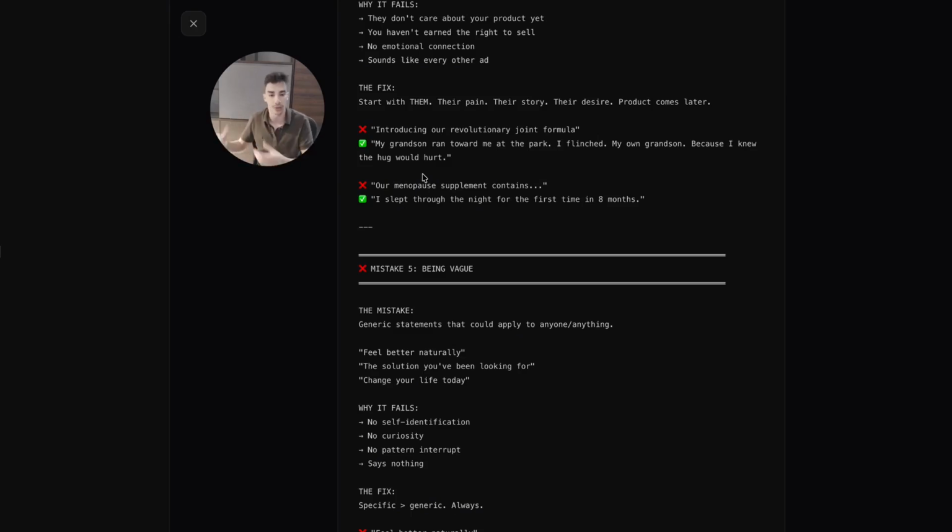They want to understand what is the story, what it's about. Our menopause supplements contain... "I slept through the night for the first time in 8 months." People relate, people that haven't slept in a month because of menopause, and they see a woman looking similar to the avatar. This is so important for this hook to work. The avatar, it's not the avatar.